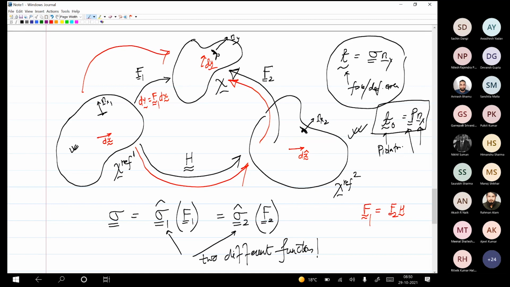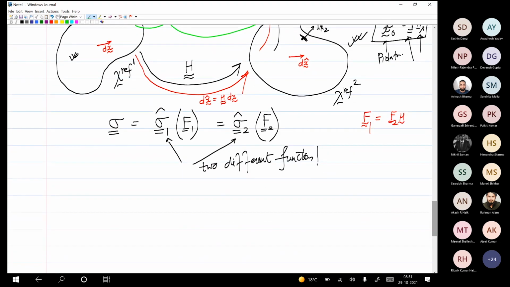Whereas this map says that dx hat is equal to H into dx, correct? And then this map says that dy is equal to F2 into dx hat. But this you can also write as F2 into dx hat being H times dx. Okay. And then you can make the comparison of this with this, and you can see that F1 is therefore F2 times H.